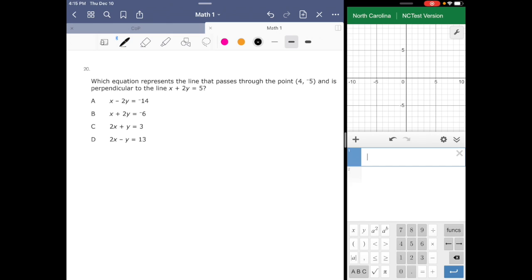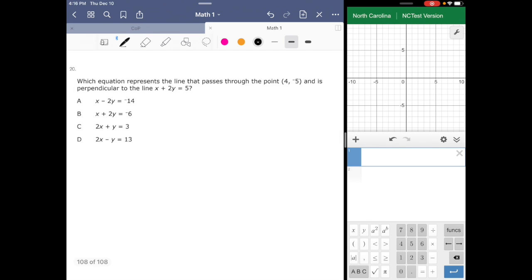All right, number 20. Which equation represents the line that passes through this point, and it has to be perpendicular to this line? So the first thing I've got to do is solve for y here. We're going to do this one by hand, and then we'll check it in Desmos. So I'm going to subtract x. So 2y equals negative x plus 5. And then I'm going to divide by 2.